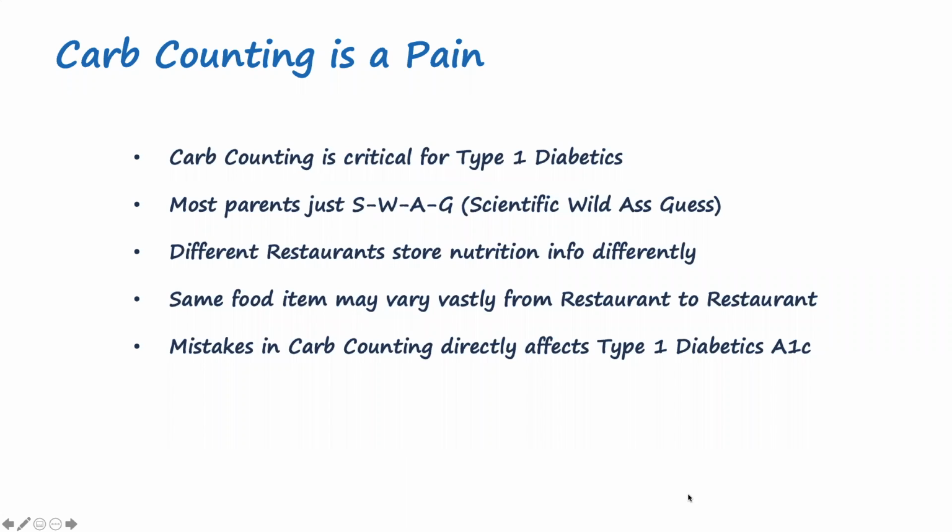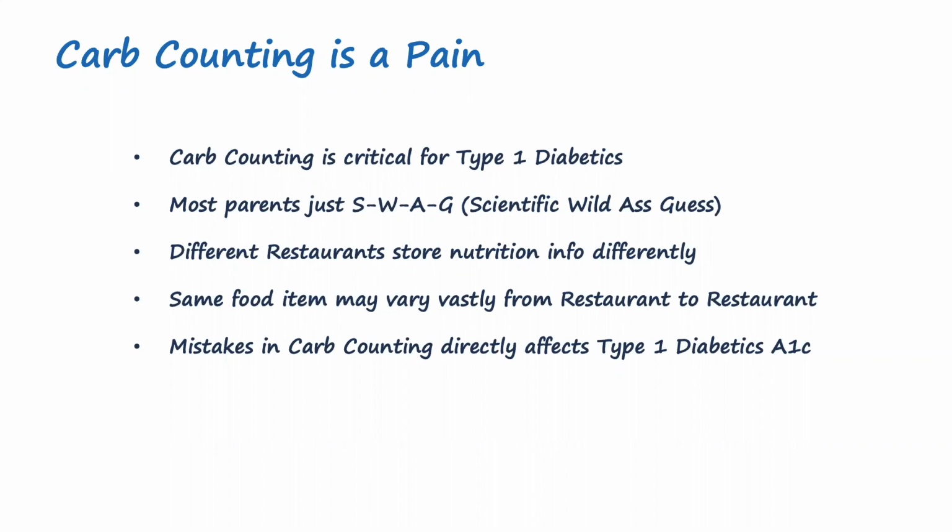Carb counting is very critical for type 1 diabetics because the amount of insulin you take for a meal is directly related to the amount of carbs you're eating in a meal. And most parents of type 1 diabetics, like myself, actually just end up swagging, which is just a fun way of saying we take a wild guess at how many carbs are there in any food item, especially when we are in a restaurant.